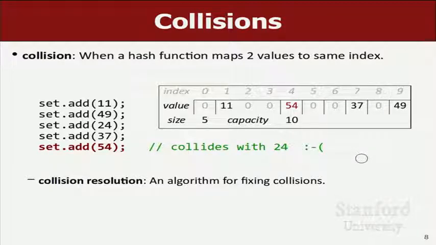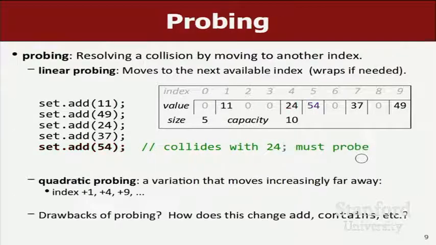Well, so what do you do about them? You have to do something. There's lots of different strategies for what we call resolving collisions, collision resolution. One strategy you could use is just put it in the next bucket. If I add 24 and then later I try to add 54, I go to the slot for where it should go and I say, oh, this one's taken, and I just go to the next one.